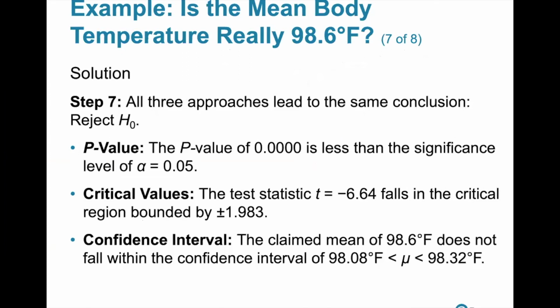All three approaches lead to the same conclusion that we should reject the null hypothesis. The p-value, which is very close to 0, is less than the significance level of 0.05. The test statistic t negative 6.64 falls in the critical region bounded by plus or minus, they got 1.983. That's probably a little bit more accurate than the one I got. And there's the confidence interval conclusion.